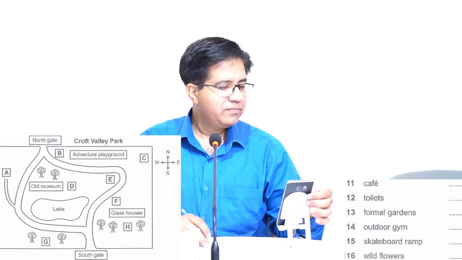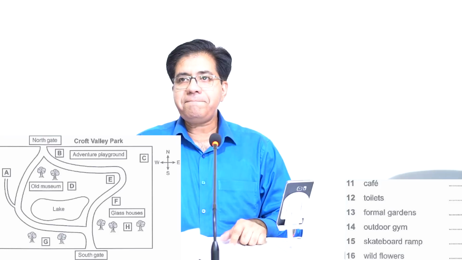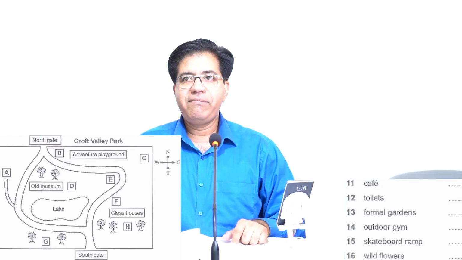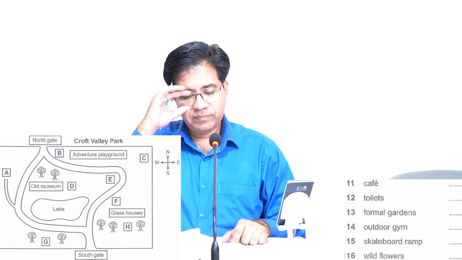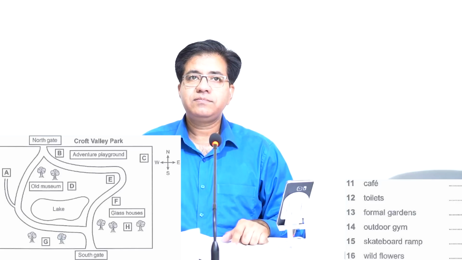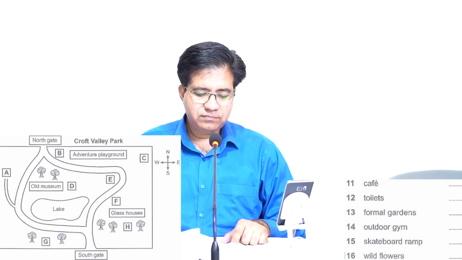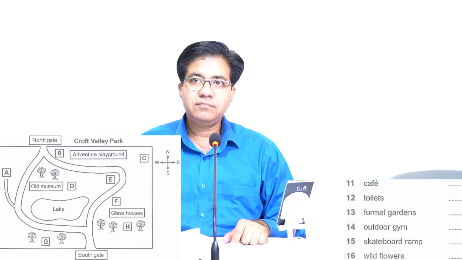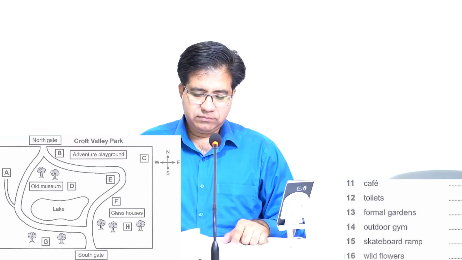Okay, yeah. As chair of the Town Council Subcommittee on Park Facilities, I'd like to bring you up to date on some of the changes that have been made recently to the Croft Valley Park. So if you could just take a look at the map I handed out, let's begin with a general overview. So, the basic arrangement of the park hasn't changed. It still has 2 gates, north and south, and a lake in the middle.